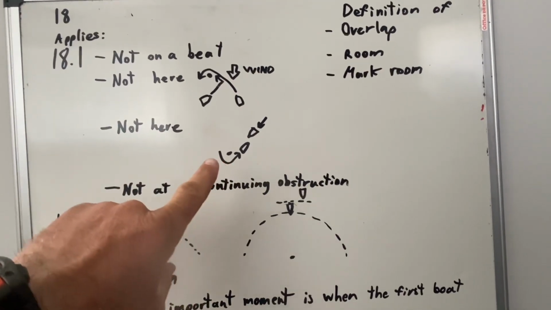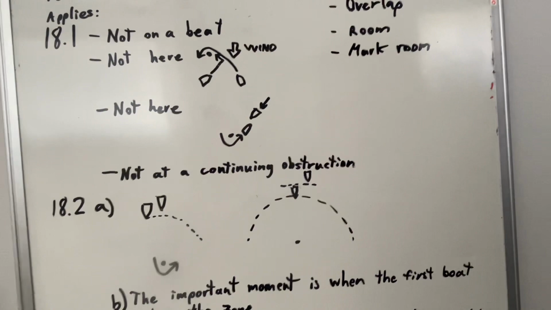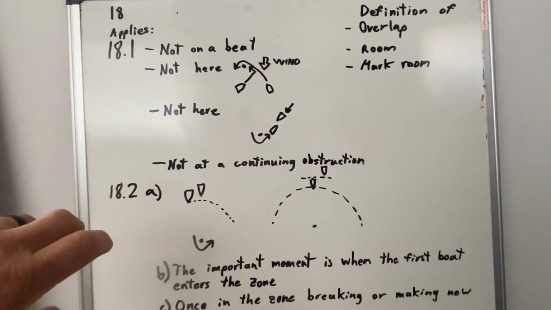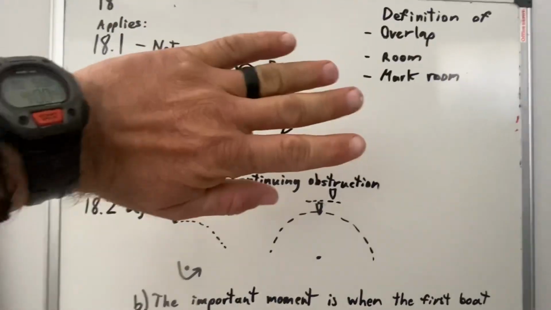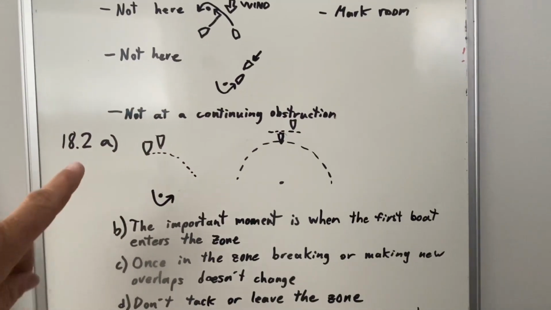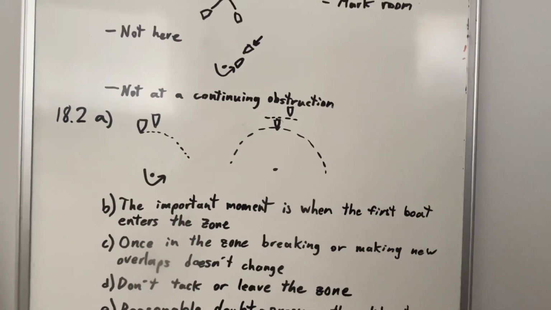Rule 18 does not apply between a boat leaving a mark and a boat coming towards a mark. It doesn't apply to continuing obstruction. That would be Rule 19. So that's not usually cited because it's about what the rule doesn't cover. Then Rule 18.2 is more helpful.